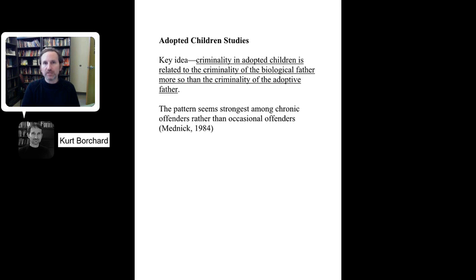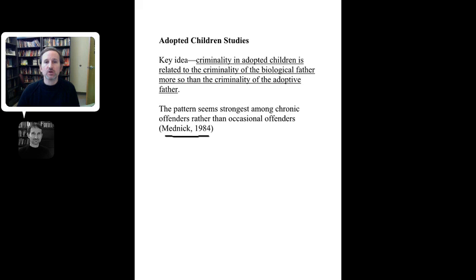Finally, under biological-based theories of crime, we can talk about another type of research besides twin studies, and that is adopted children studies. And a key idea with those is that if you have a child that's been adopted, their criminality is going to be more like their biological parent than like their adoptive parent, okay? And in this case, they often focus on the fathers of the child. And in fact, the research seems to bear this out, that children who are adopted are more like their biological father in terms of criminal patterns than their adoptive father.